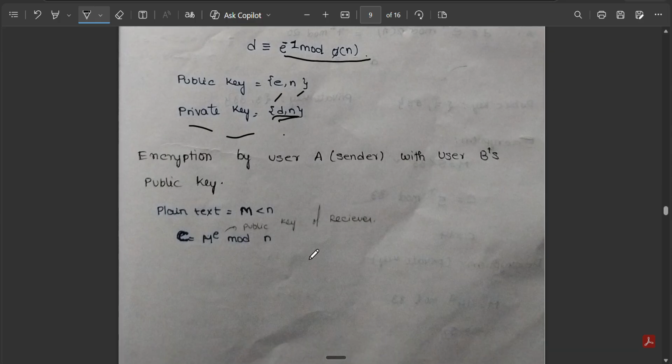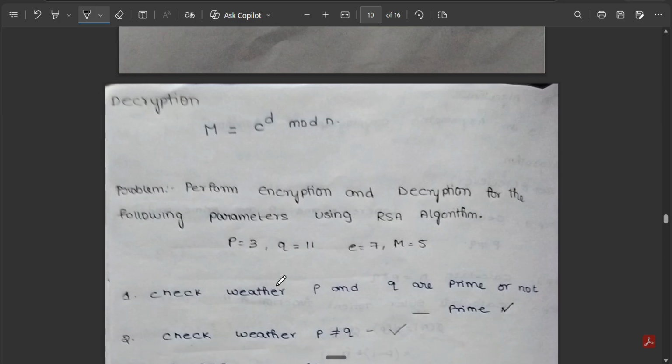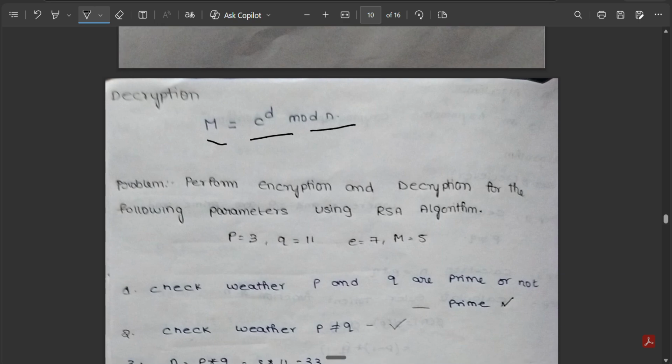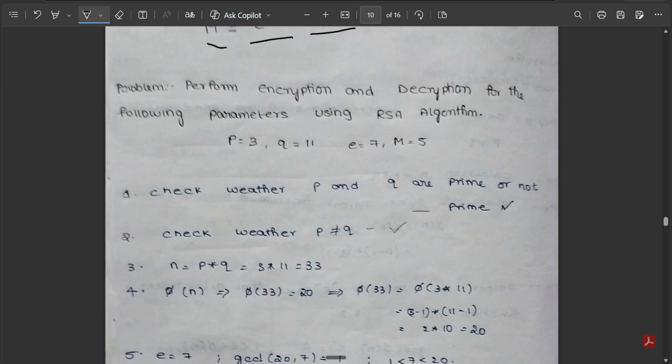After that, we are going to move on with encryption by the sender with user B's public key. Here we are going to find the encrypted text. So what will be the formula for the encrypted text? C is equal to m power e mod n, where e is the public key and d is the private key. Okay, so C equals m power e mod n. Now for decryption, what will be the formula? M equals C power d mod n. Now let us see the formula in action.